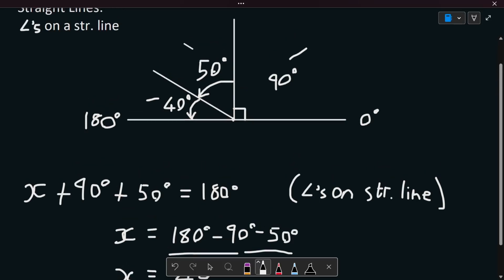There's nothing else to really go into detail for. These are just examples. It's not going to get too hectic after this. But in the next video, I will be going over vertically opposite angles, and you can see how to actually interpret those types of questions.